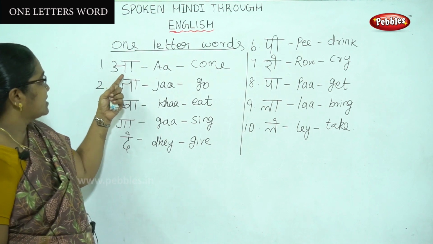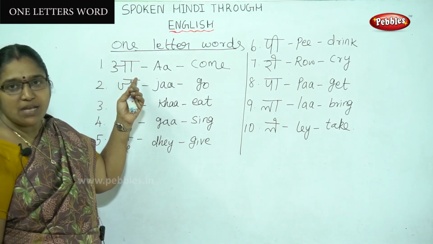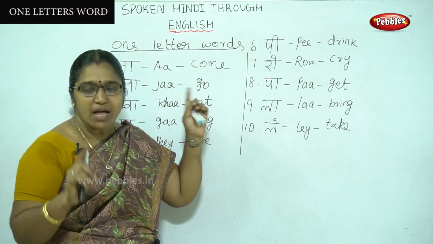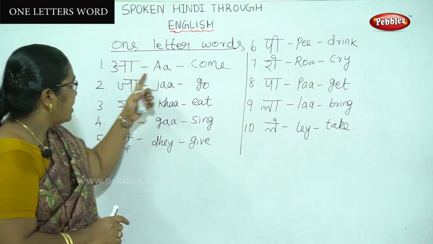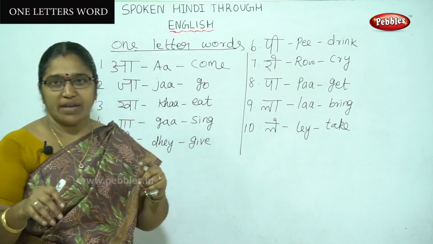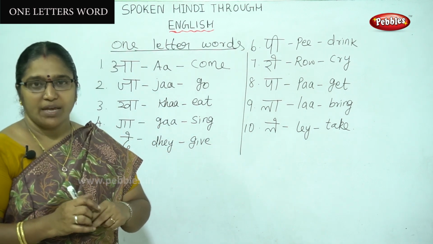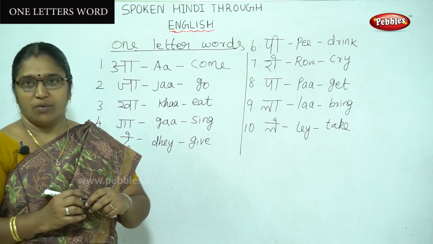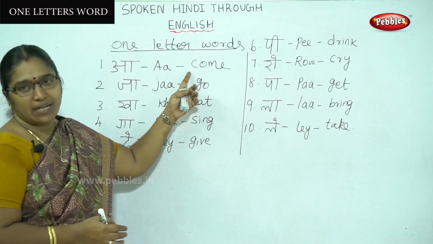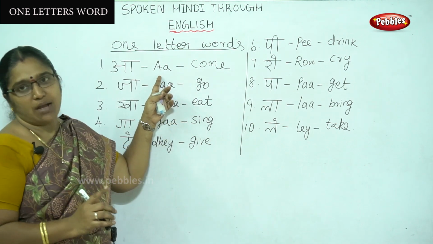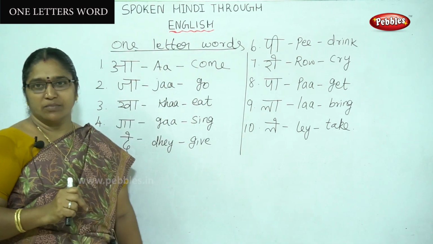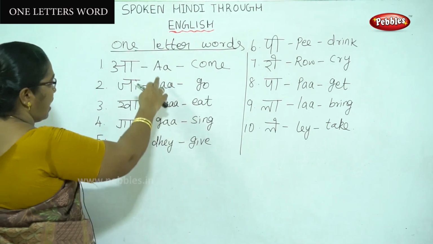The first one is, we all know this letter is A. We have to pronounce it as A. But the meaning is come. A means come. Idhar aao, aa jao. A means come. The pronunciation is A. You can use this pronunciation. The meaning is come. We can spell this like A.